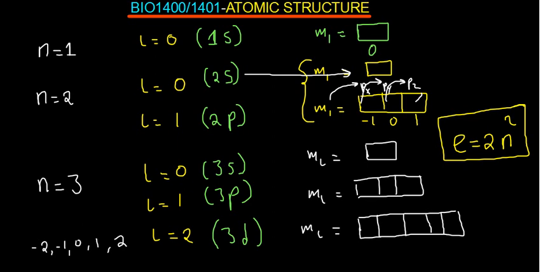So what are the orbitals in the second energy level? You have got 2s, 2py, 2pz, and 2px. Those are the orbitals in the second energy level. So this is what I wanted you to understand for now.